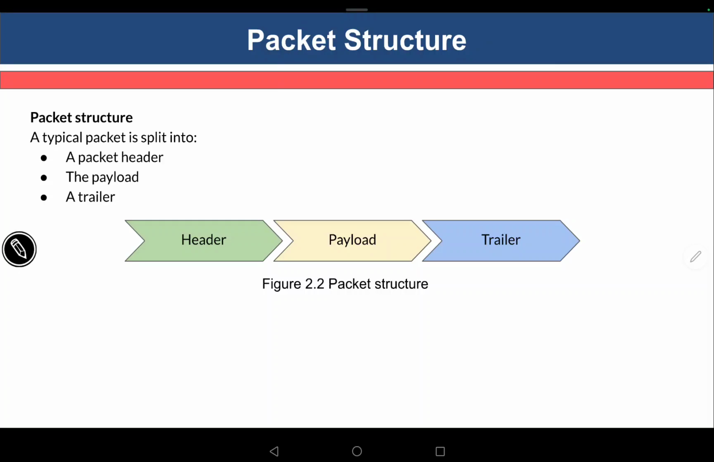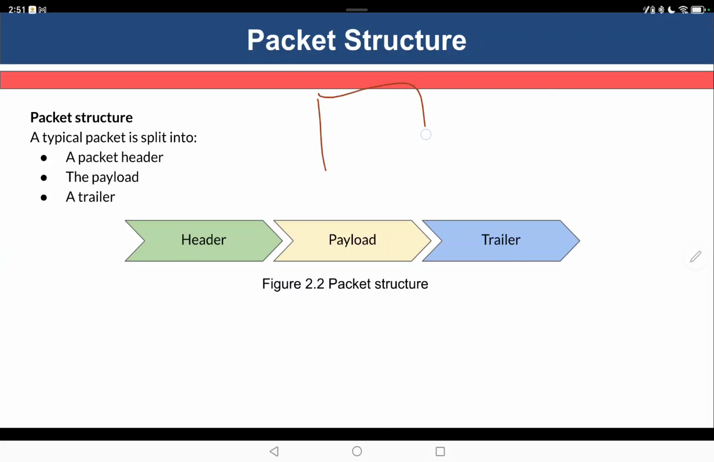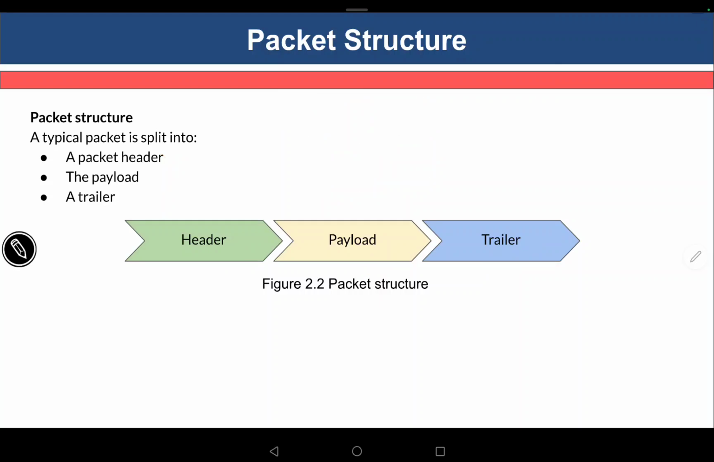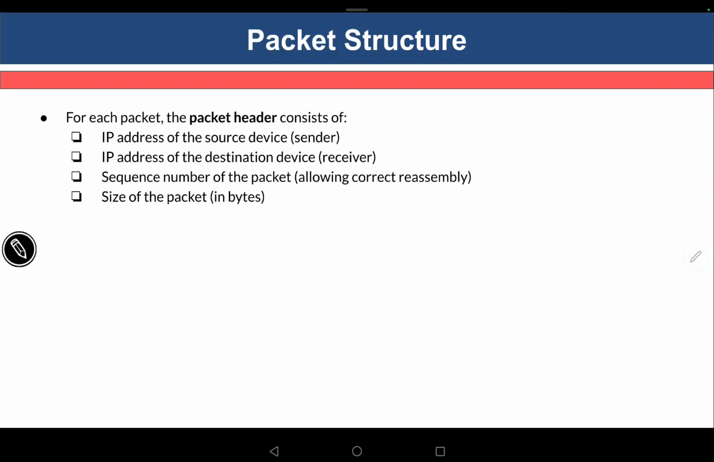Now, in each data packet, there are three key parts. Imagine I'm sending these data and it is broken down into these two data packets. So in each data packet, we have these three key items: the header, the payload, and the trailer. Now let's look at the meaning of each one.